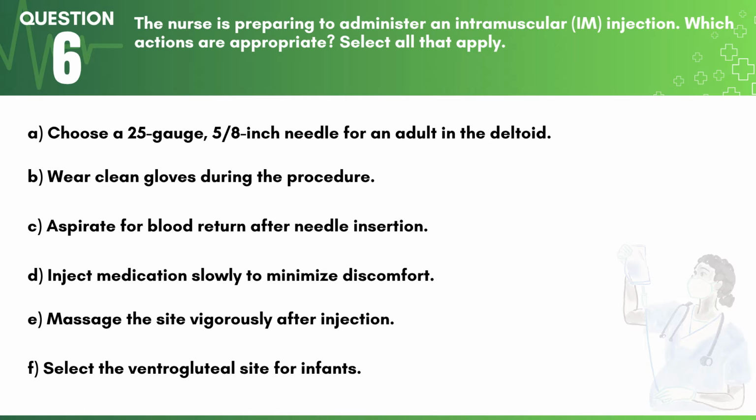Question 6. The nurse is preparing to administer an intramuscular, IM, injection. Which actions are appropriate? Select all that apply. A. Choose a 25 gauge, 5/8 inch needle for an adult in the deltoid. B. Wear clean gloves during the procedure. C. Aspirate for blood return after needle insertion. D. Inject medication slowly to minimize discomfort. E. Massage the site vigorously after injection. F. Select the ventrogluteal site for infants.